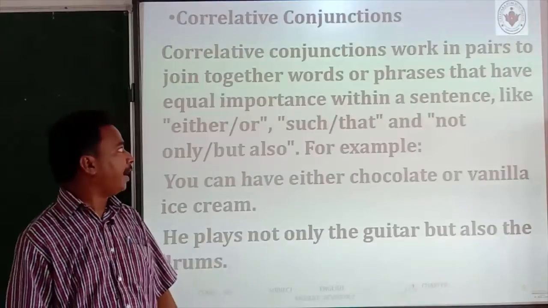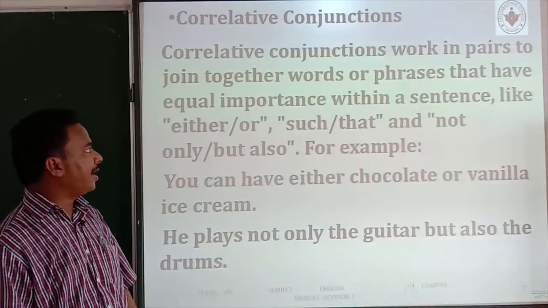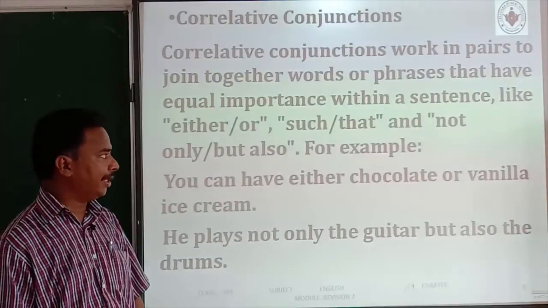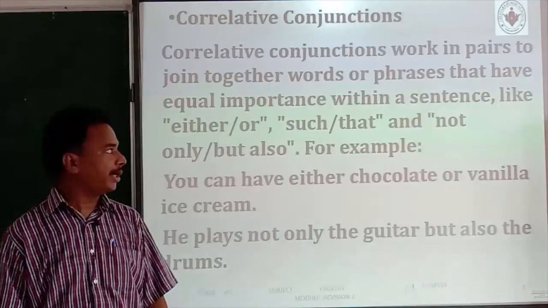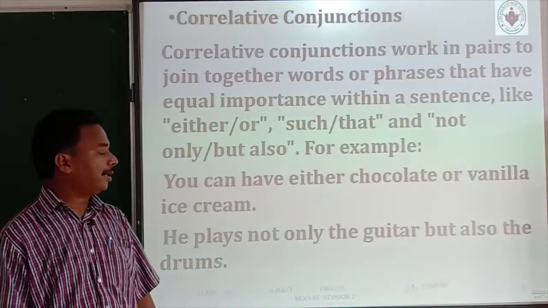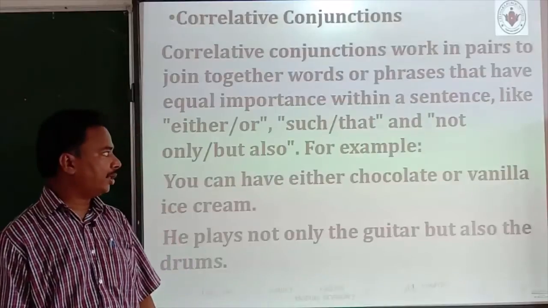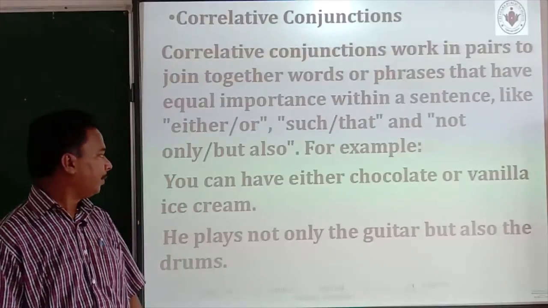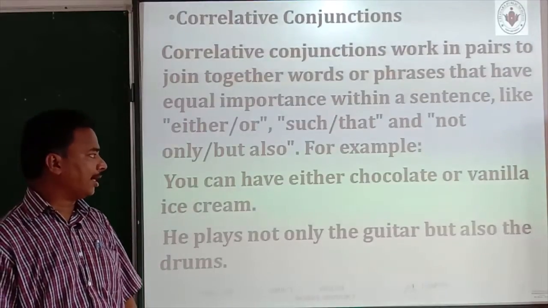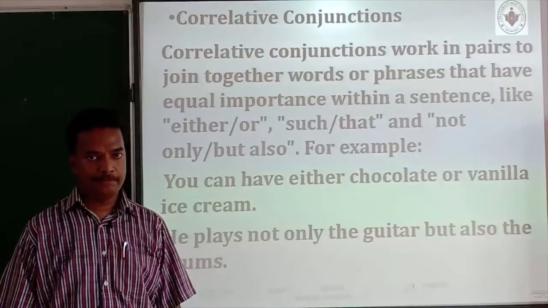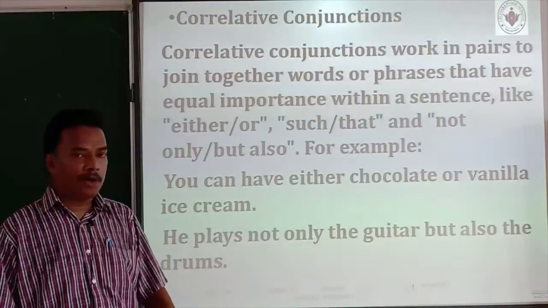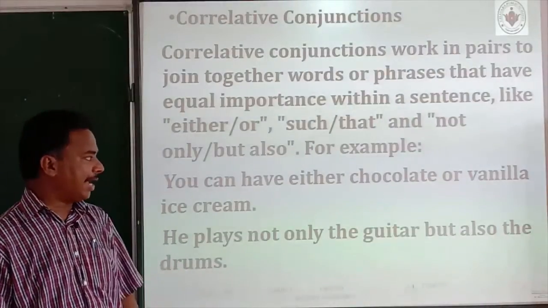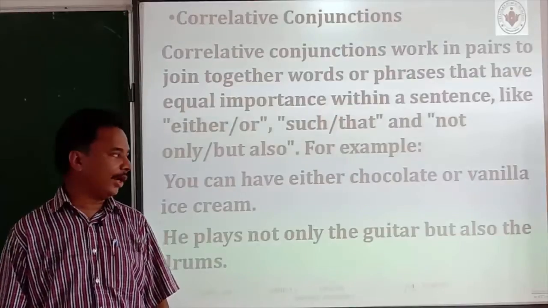Next we have correlative conjunctions. Correlative conjunctions work in pairs to join together words or phrases that have equal importance within a sentence, like either/or, such that, and not only/but also. For example, you can have either chocolate or vanilla ice cream. So now here we say both are equally important and you could choose between the two. So you can have either chocolate or vanilla ice cream.